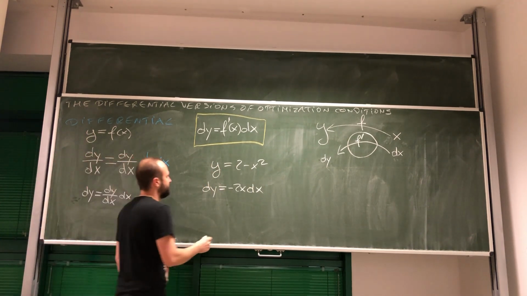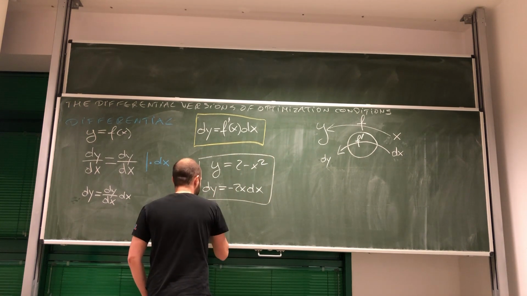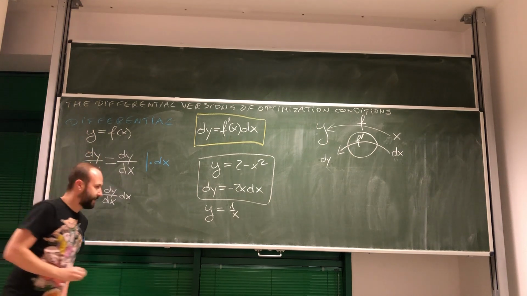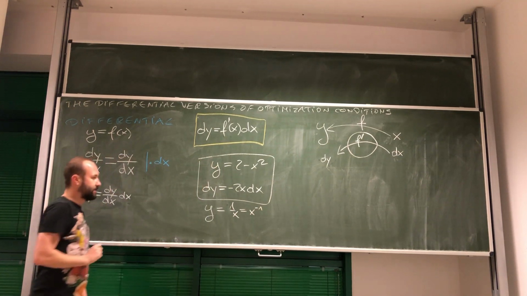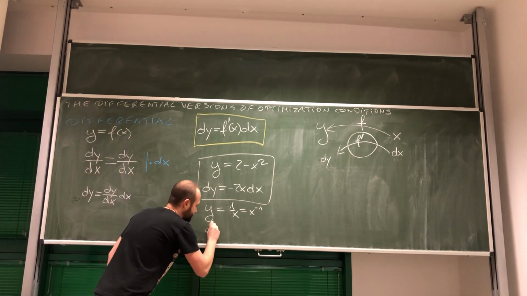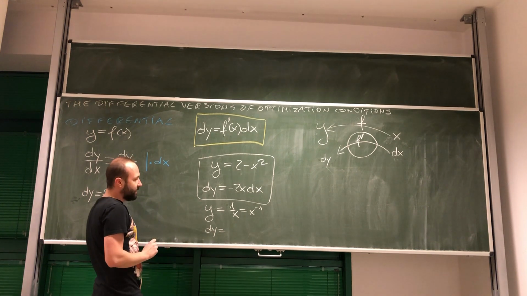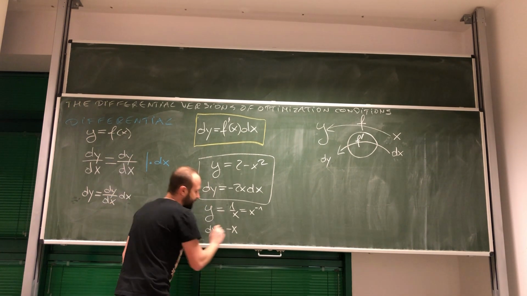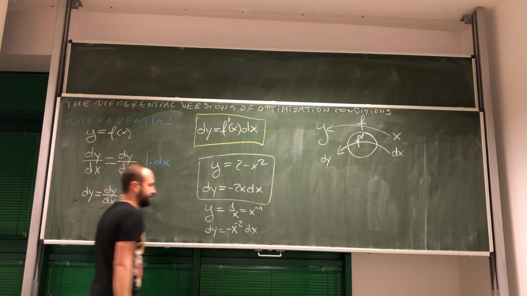What if the function is y equals 1 over x? We remember that 1 over x is the same as x to the power negative 1. What is dy now? dy is equal to minus x to the power negative 2 dx.